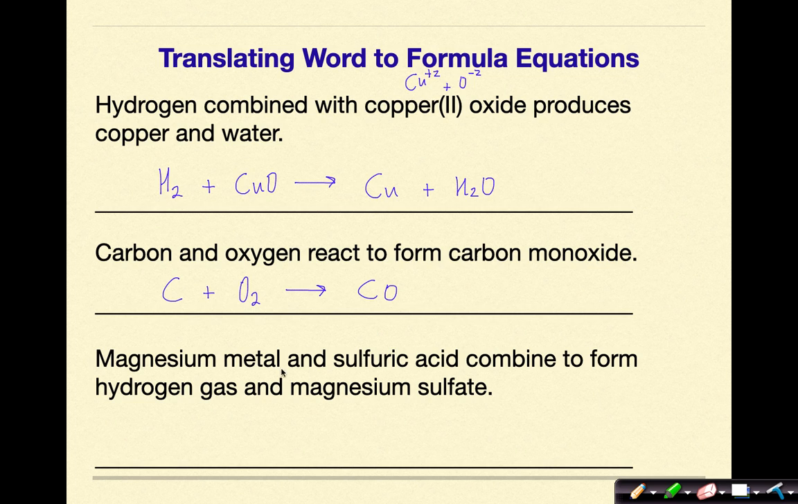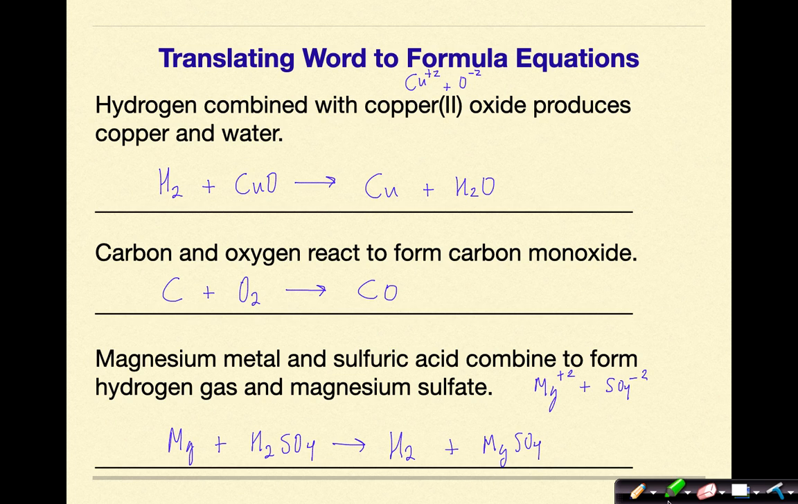Finally, we have magnesium metal and sulfuric acid combined to form hydrogen gas and magnesium sulfate. Magnesium is a free element, Mg, and sulfuric acid, chemical formula H2SO4. We discussed naming and writing the chemical formulas of acids in a previous tutorial. To form arrow, hydrogen gas, diatomic molecule, and the compound magnesium sulfate, which is composed of the ion Mg plus 2 and the polyatomic ion for sulfate, SO4-2. These ions will combine in a 1-to-1 ion ratio, namely MgSO4.